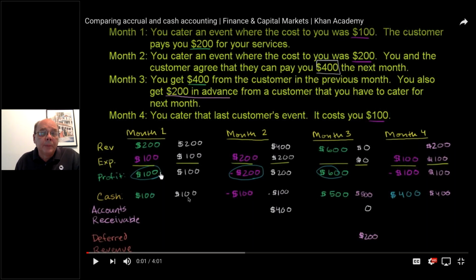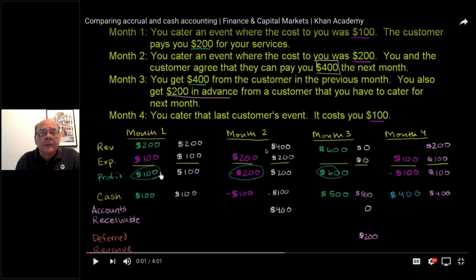In month 2, you have a bigger event that you're catering, and your cost is $200. And the customer is potentially a good customer, and you tell them that the $400 fee for catering the event, they can actually pay you in 30 days. Okay, so they're going to pay you in month 3. So cash basis accounting in month 2, you can see we have no sales whatsoever, but we have a cost of $200, so it looks like we lost $200. And our bank account is now overdrawn by $100.